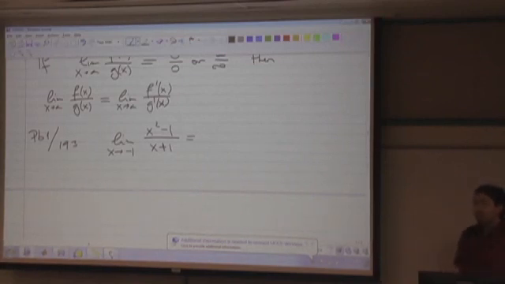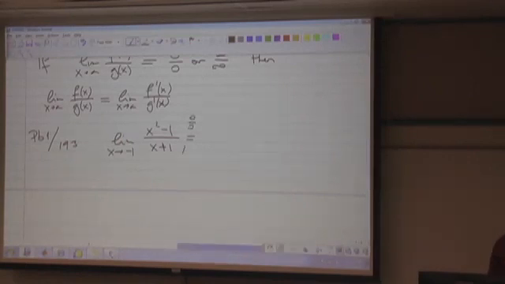How? Well, it's 0 over 0, which means I can apply L'Hopital's rule. So it'll give me the limit as x goes to minus 1 of 2x over 1. Put in minus 1, you end up with negative 2. Does that make sense?